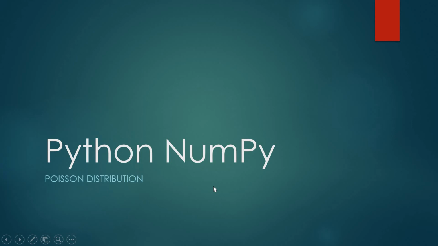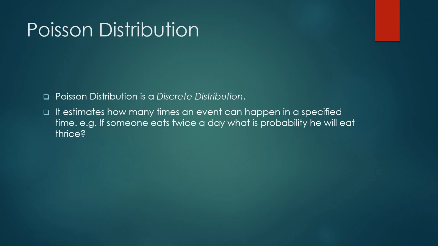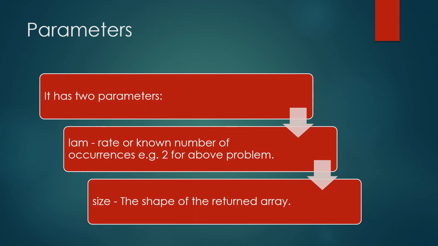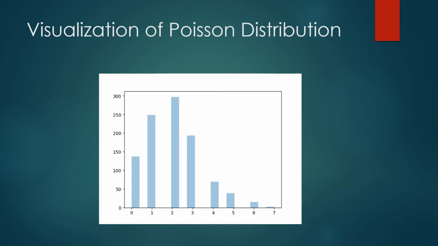So, Python Poisson distribution. Poisson distribution is a discrete distribution from the Python random module. It estimates how many times an event can happen in a specified time. Example: if a person eats twice a day, what is the probability he will eat thrice? It has two parameters: lambda, the rate or known number of occurrences, for example 2 for the above problem that we had given, and size, the shape of the returned array.